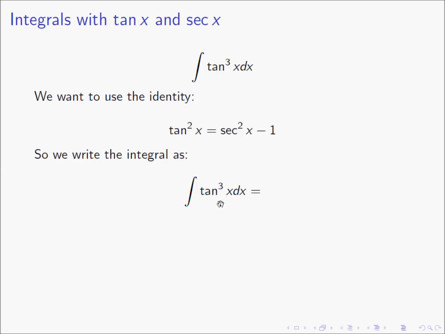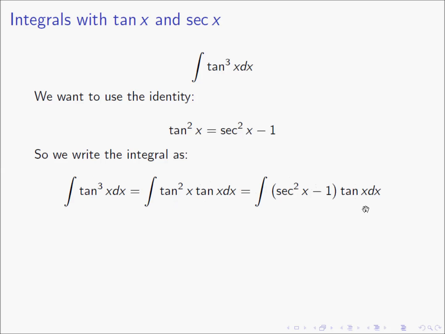In this case, as you have an odd power here, we can write this as tangent squared of x times tangent of x. We write it like this because in this form we can replace tangent squared of x by the right side of this equation. So we do that, and we replace tangent squared of x by secant squared of x minus 1, and we have that times tangent of x dx. Now we can distribute this product, and we have the integral of secant squared of x times tangent of x dx minus the integral of tangent of x dx.